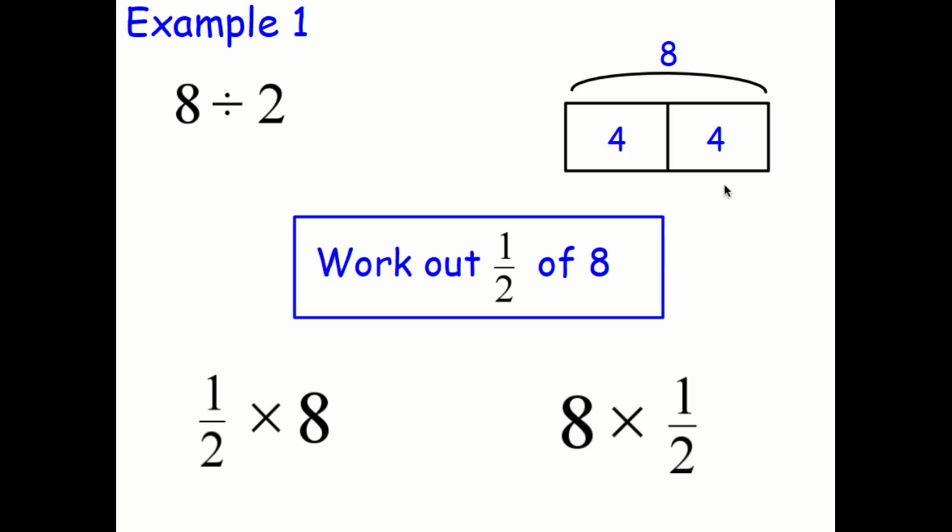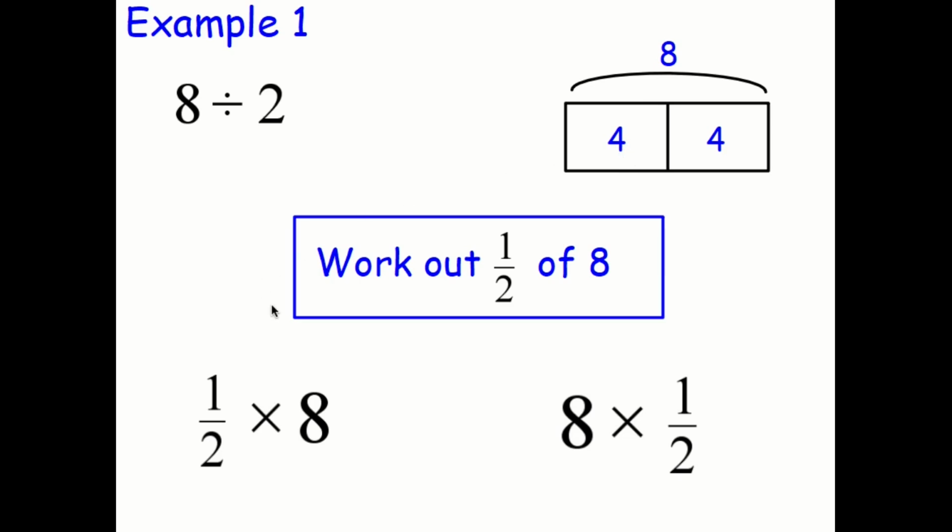Another way you can think about it is using a diagram where you've got the full length of this bar here representing 8, as you can see at the top here, and I've split it into 2 equal parts, so I've split it into halves, and you can see that each of those halves must be 4 in order to make the original amount. So again, you can see that 1/2 of 8 is 4.